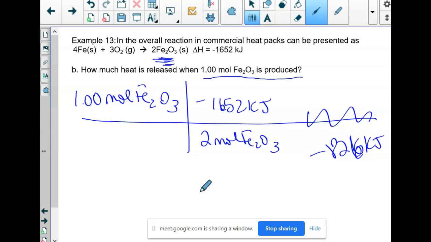Give me just a second. I want to check something in the assignment before.